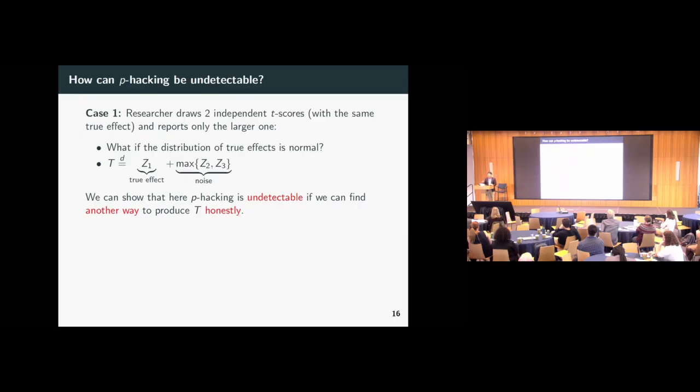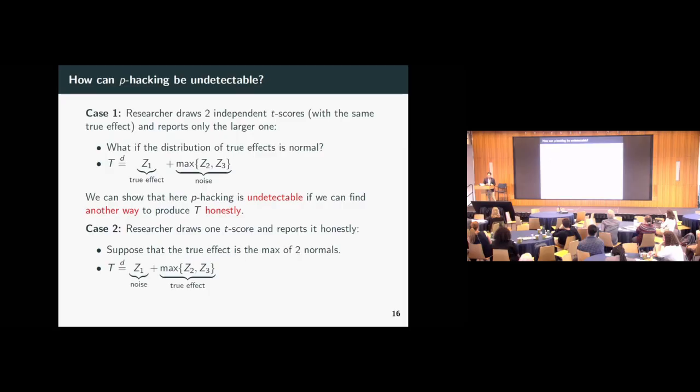And it's so simple, it's going to look a little silly after I've done it. All we have to do is relabel what's noise and what's a true effect. So here's the alibi. In case 2, a researcher will draw 1 t-score and always report it. So no p-hacking here, completely honest. The difference is that in case 2, the true effects have a different distribution, a different shape. The true effects are distributed as the maximum of 2 normals. Now the noise is just distributed as a normal on its own because there was no p-hacking.